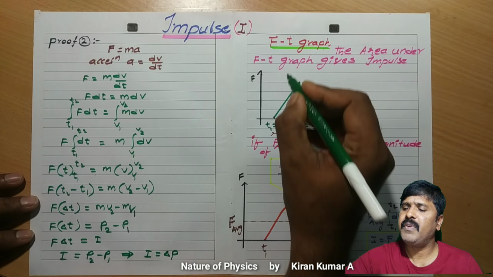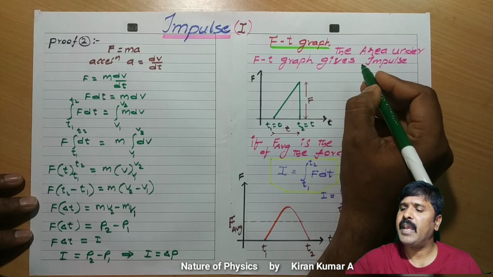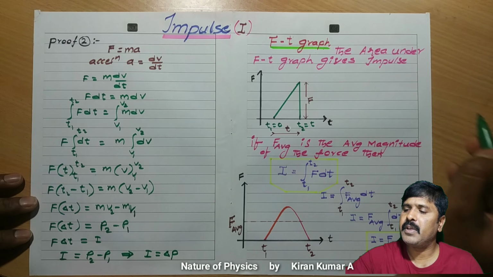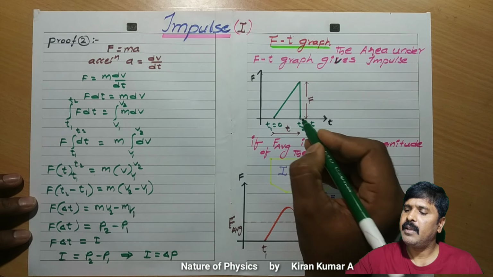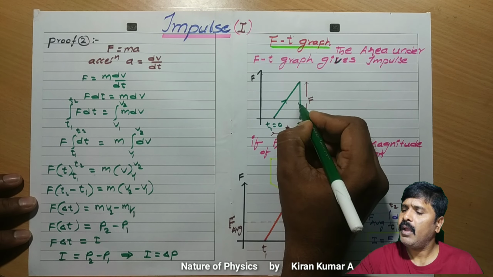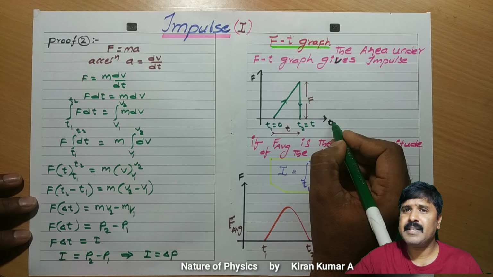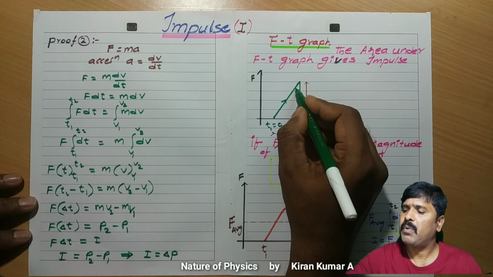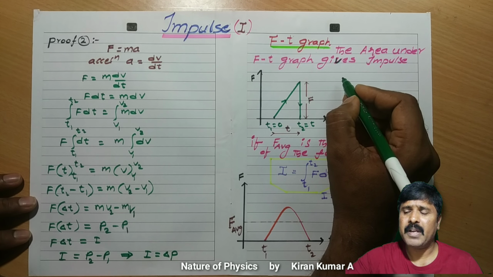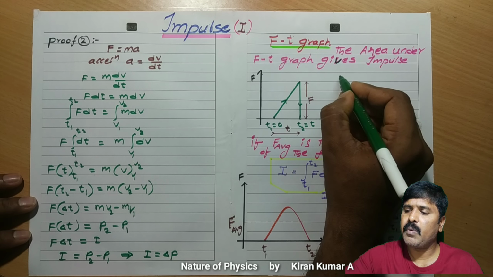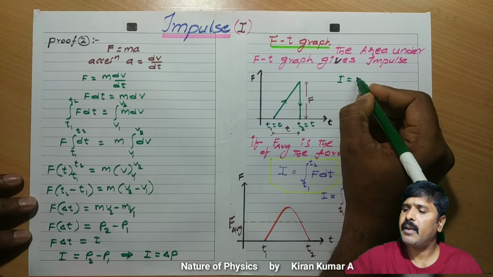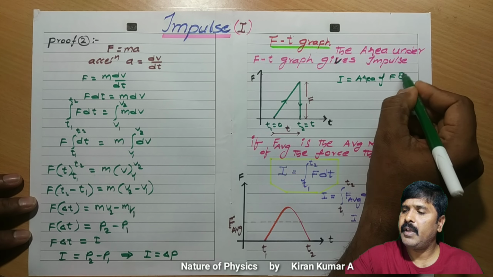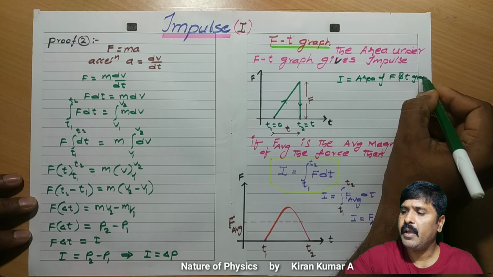And there is a graph between force and time. So the area under the force and time graph gives the impulse, student. Here this is the graph taken. On the x-axis is time and on the y-axis is force. So the area under the force and time graph gives the impulse, student. Impulse I is equal to the area of the F and t graph, student.